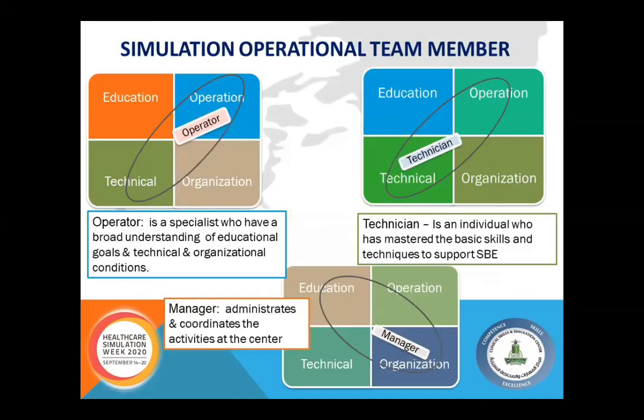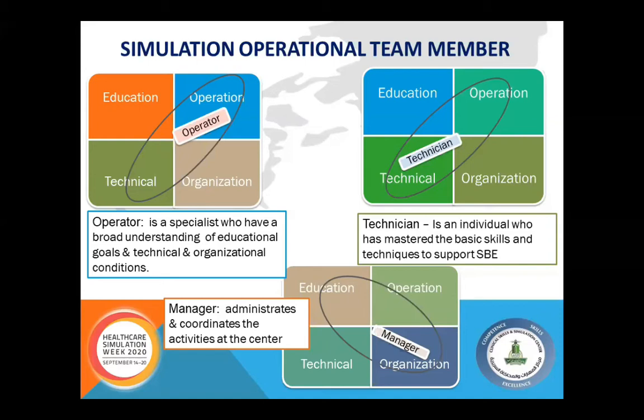So let's start with who really the simulation operation team member is. Simulation operation is a small organization within one big organization, the simulation center. It's the dynamic of any simulation center. I chose 3 of the members who do most of the work in the simulation operation workflow.